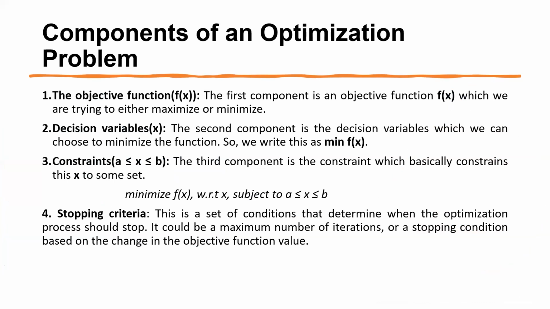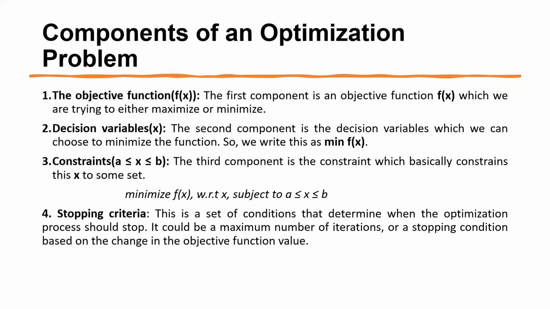So the objective function, maybe in industry we just say f of x. That is the objective function for us. So the first component is an objective function f of x, the function which we are trying to either minimize or maximize. And the second component is the decision variables, which we can choose to minimize the function. So we write it as min of f of x.